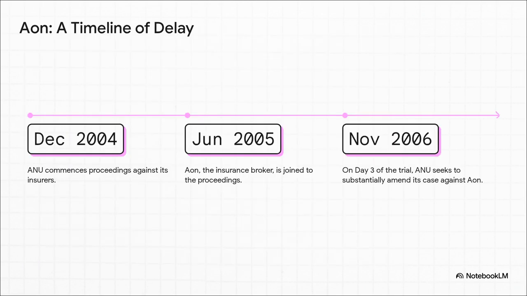The facts of the case, Aon Risk Services v ANU, show exactly what the problem was. So, the Australian National University sues its insurers, then later joins its broker, Aon. Years go by. The whole thing finally gets to trial. Then, on day 3 of a 4-week trial, ANU settles with the insurers and then tries to adjourn everything and completely rewrite its case against Aon. You can just imagine how the judge felt. This was the moment that triggered a seismic shift in the law.